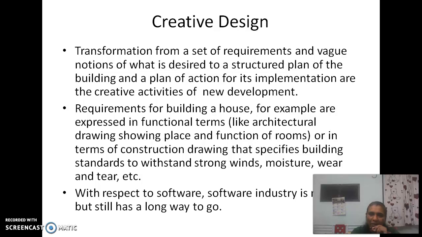So requirements for building a house, for example, are expressed in functional terms like architectural drawings showing place and function of rooms, or in terms of construction drawings that specify building standards to withstand strong winds, moisture, wear and tear, etc. Likewise, even in software, we need some kind of requirements to develop a piece of software, and we need an architecture to be in place to show what components or modules interact with each other, what is the function of each module in itself, and what kind of communication or interaction is going on between those modules. That is what we need to define in the architecture.